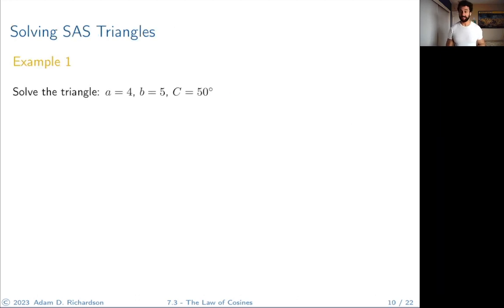Okay, now let's use it. This one I'll let you try on your own before we do it together. Let's solve the triangle. Side A has length 4, side B has length 5. Angle C is 50 degrees, and that angle is included, or in between, those sides A and B. So think about what you would do to start.